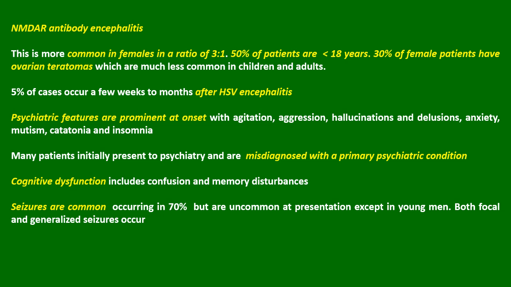NMDA receptor antibody encephalitis. This is more common in females in a ratio of 3:1. 50% of the patients are less than 18 years of age. 30% of female patients have ovarian teratomas, which are much less common in children and adults. 5% of cases occur a few weeks to months after HSV encephalitis.